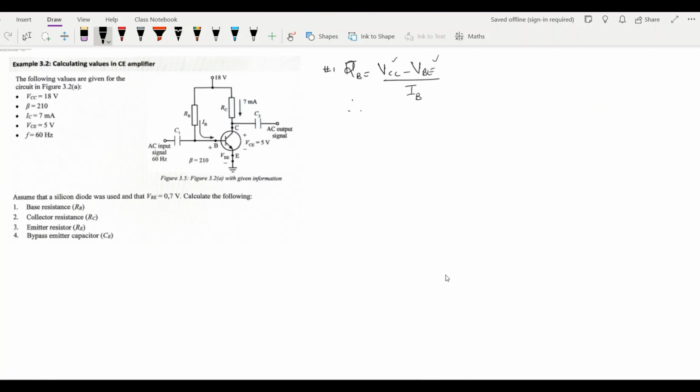Remember, the value of IC can be calculated by the gain multiplied by IB. We do know this equation. So we'll use that equation to find the value of IB, which is going to be that, right? So what is the value of our IC? It's 7 exponent negative 3. And the value of our beta, which is 210.